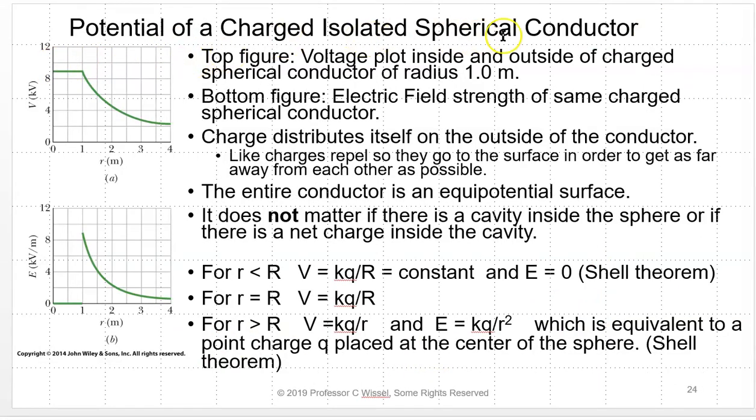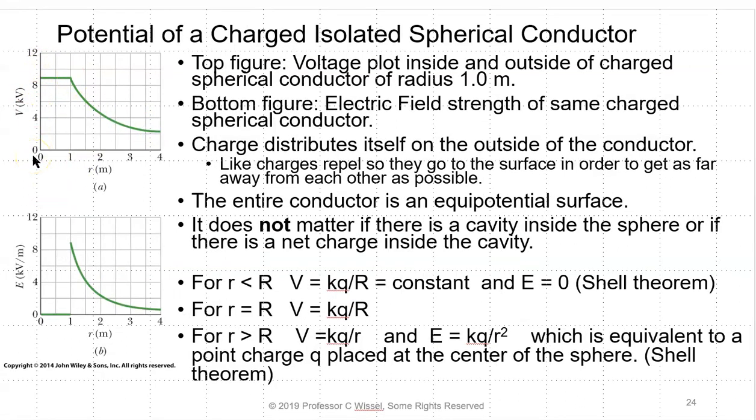So here's the potential of a charged isolated spherical conductor. The top figure is the voltage plot inside and outside of a charged spherical conductor with a radius of 1 meter. So here's the radius. The y-axis is the potential. The x-axis shows the distance from the center of the sphere. Inside the conductor, which is an isopotential surface, it is a constant. That's what isopotential means. Outside the conductor, it falls off as 1 over r, just like it does for a point charge. The bottom figure shows the electric field strength on the y-axis and the distance from the center of the sphere on the x-axis. And at this point, you can see that we have zero electric field inside the conductor.